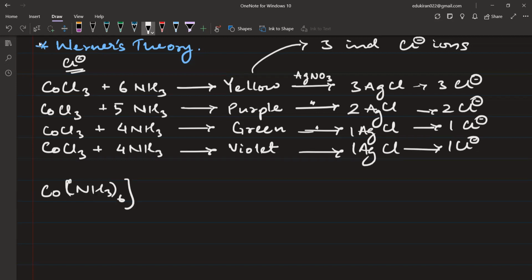Now this is one entity followed by Cl3. Just like you have AlCl3, you have aluminium chloride. Very similar to that, we have Co(NH3)6 and Cl3. If we just talk about the ionic bonding here, that means this complete thing in the square brackets will contain a positive 3 charge. Okay, its oxidation state will be +3.